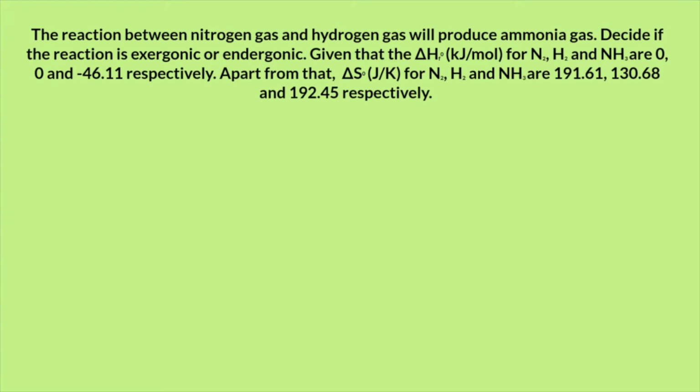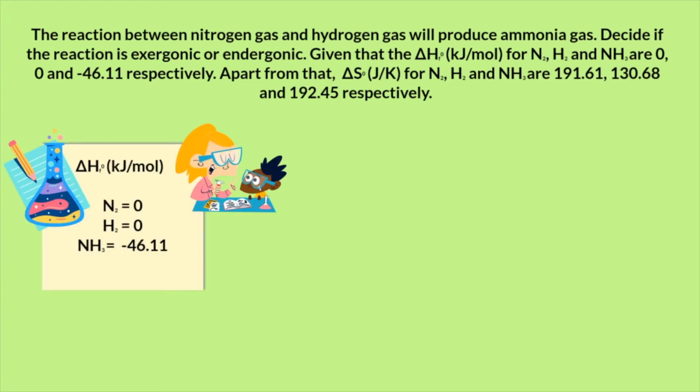191.61, 130.68 and 192.45 respectively. In order for you to answer this question, the first thing that you need to do is know how to write a balanced equation for this reaction. In this case, given to you is that the nitrogen gas is being reacted with hydrogen gas to produce the ammonia gas.